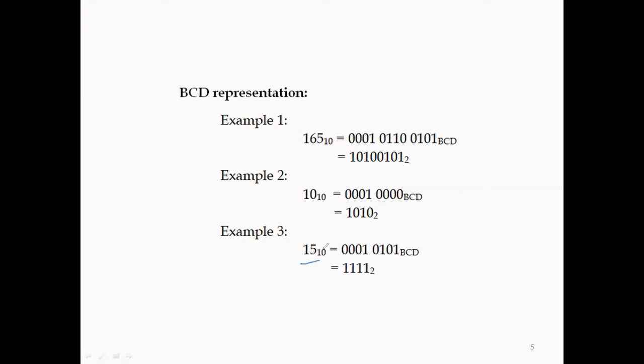Example 3, let us say 15. A decimal number is taken; convert it into BCD as well as binary to the base 2. How can we convert into BCD? What is 1? 0001. What is 5? It is 0101. That is the BCD number. But in binary, 15: 2 7s are 14, remainder 1; 2 3s are 6, remainder 1; 2 1s are 2, remainder 1. So 1111 is the binary number. That is the difference between BCD and binary.